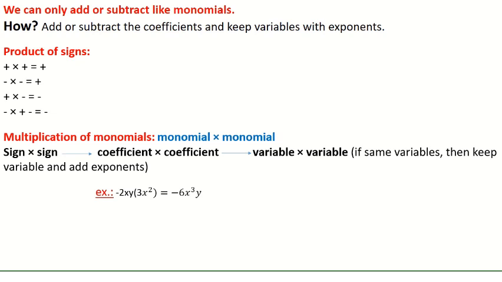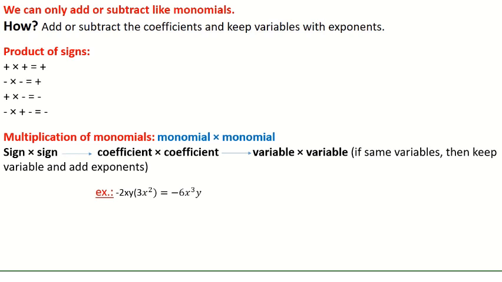Now we have minus 2xy times 3x squared. As I told you, you start by multiplying the signs. Minus times plus gives me minus. We multiply the coefficients: 2 times 3 is 6. Then x times x squared.